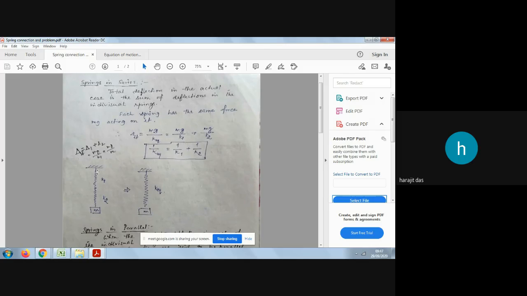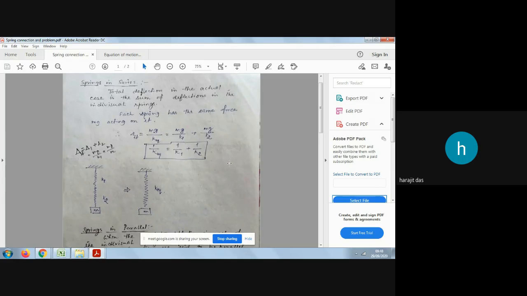So, end-to-end connection or series connection, because the total displacement will be shared by the individual displacements of the two springs. And here delta 1 will not be equal to delta 2, because the stiffnesses are different.